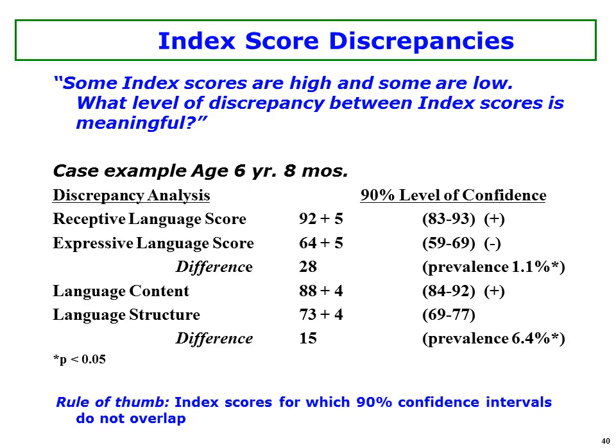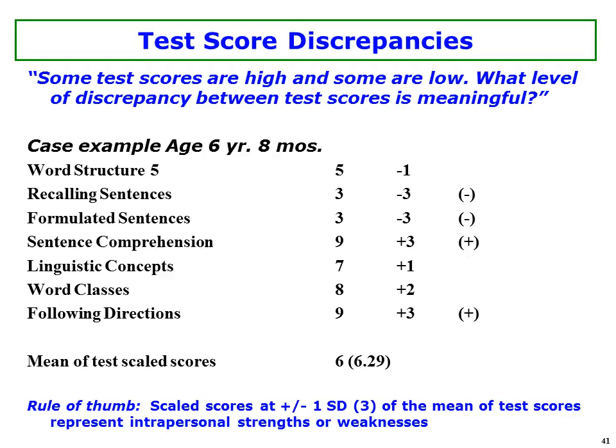But, to be scientific and accurate, we look it up and we can tell what the prevalence is. It gives us more power, especially in court. Now, some test scores are high and some are low. What level of discrepancy between test scores is meaningful?